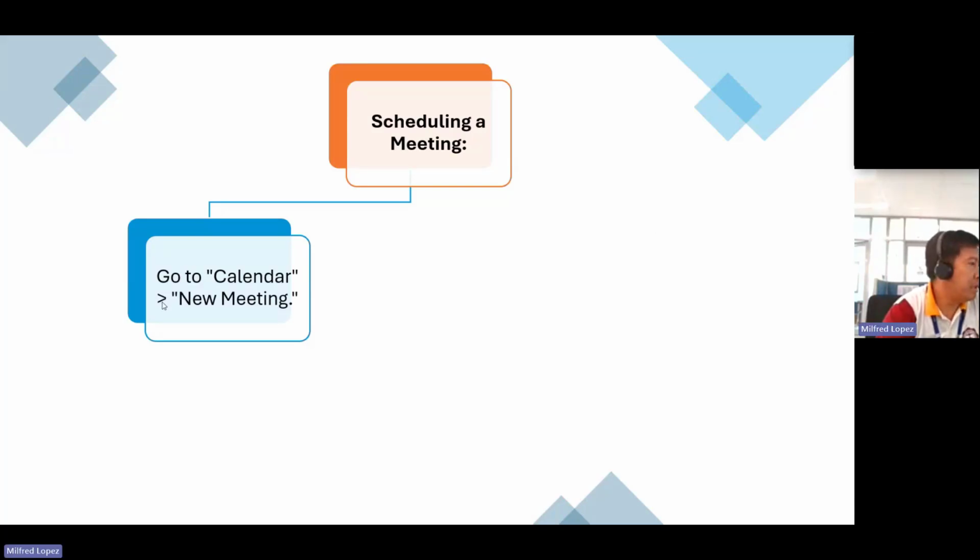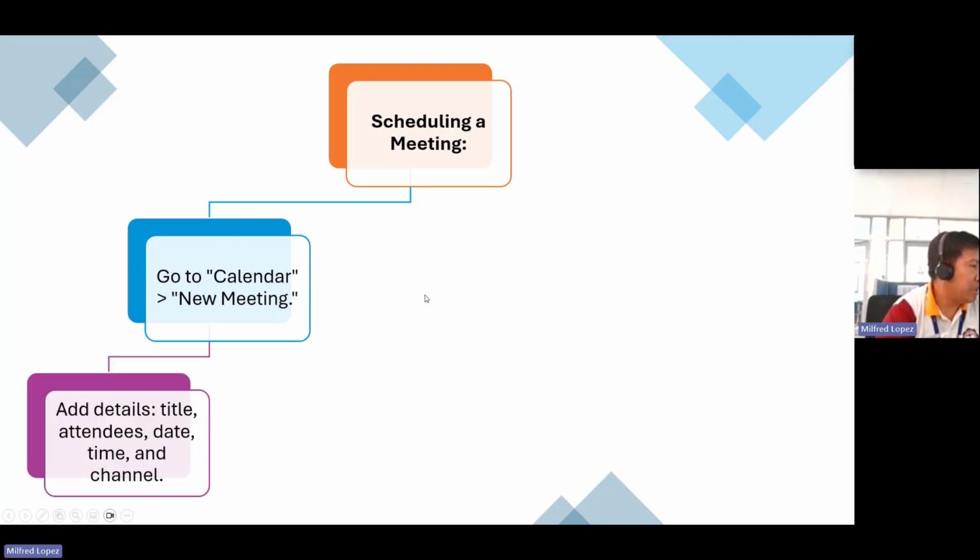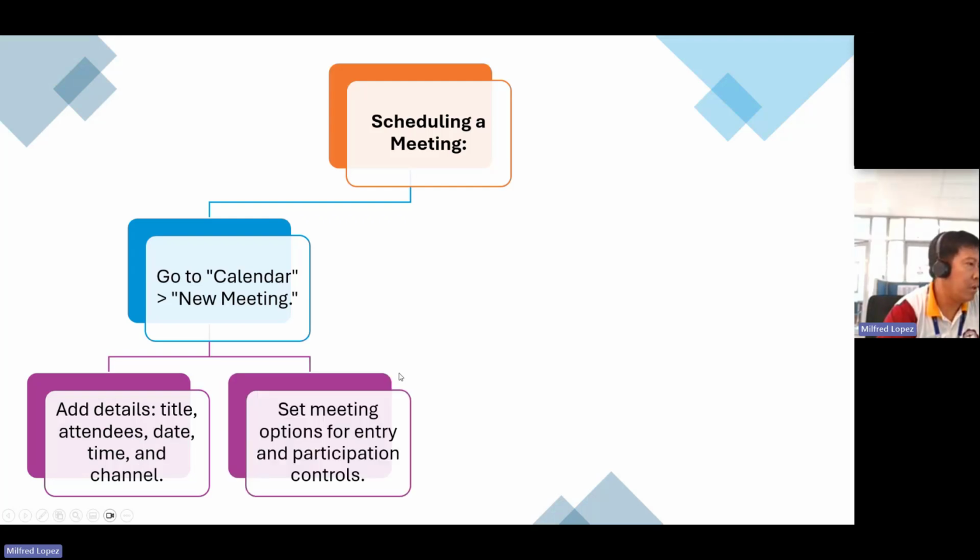You go to calendar and then create new meeting. In that, you can add details: title of the meeting, attendees, date, and if you want to include the channel, you can include the channel. Set meeting options for entry and participation controls. As I mentioned to you, you can restrict the audience or participants of your meeting. You can set it at everyone, or has the link access, or within the organization.